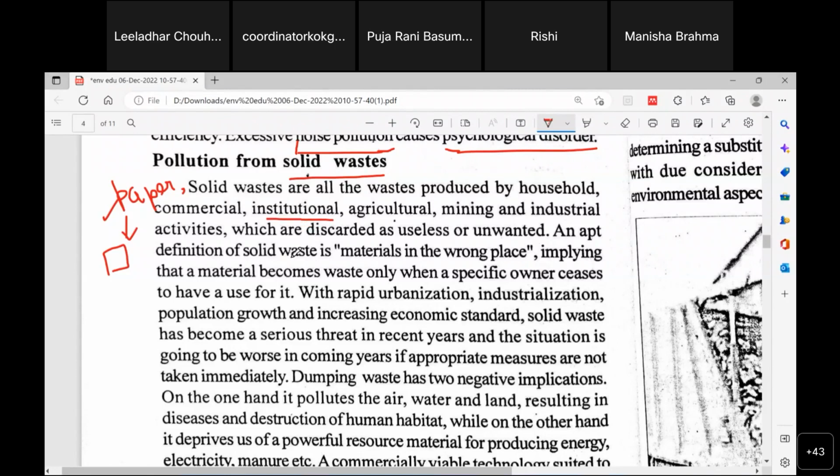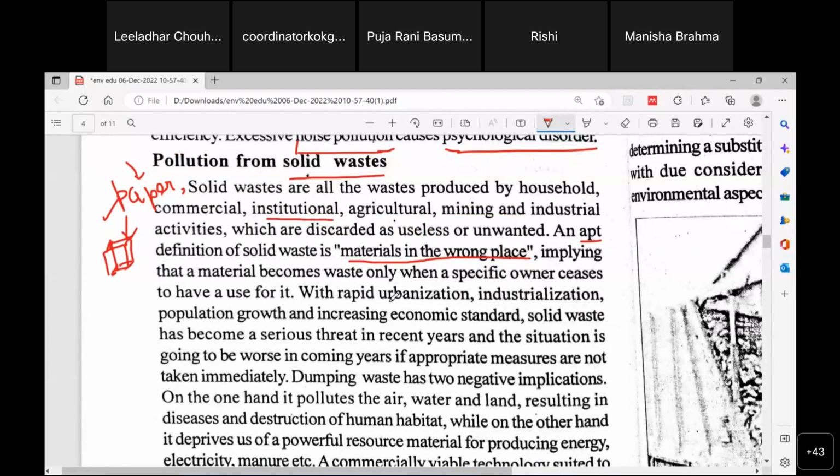So the correct definition of solid waste is materials in the wrong place. That is what they are telling, materials at the wrong place, implying that a material becomes a waste only when a specific owner ceases to have a use for it. For example, say this paper we have written on both sides, now it is of no use, so that is a kind of waste for us, but that paper can be used for some other purpose. This plastic box, after we have used it, is no longer useful for us, then it is a waste, because the owner does not need it anymore.